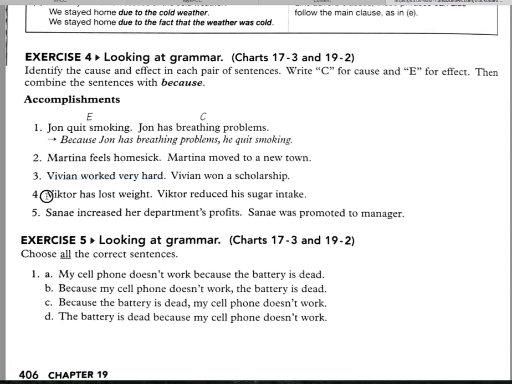Number 4. Victor has lost weight. Victor reduced his sugar intake. Okay? The cause. Victor reduced his sugar intake. The effect, Victor has lost weight. So your sentence with because, Victor has lost weight because he reduced his sugar intake. Or because Victor reduced his sugar intake, comma, he has lost weight.